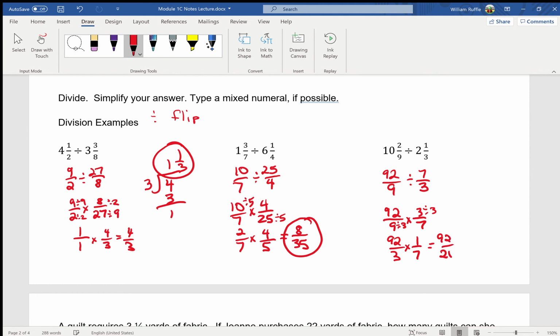Now again, this is improper, so I got to do the long division, 21 into 92. Go on the old chart, only goes in 4 times, and I got 84. Subtract, I get 4 and 8 over 21, and that's my answer.